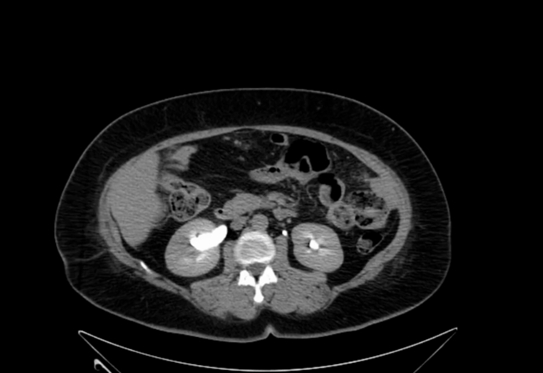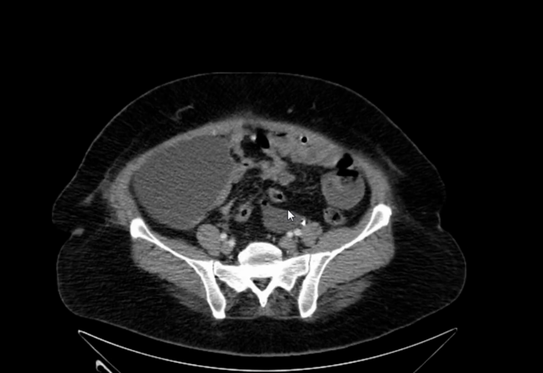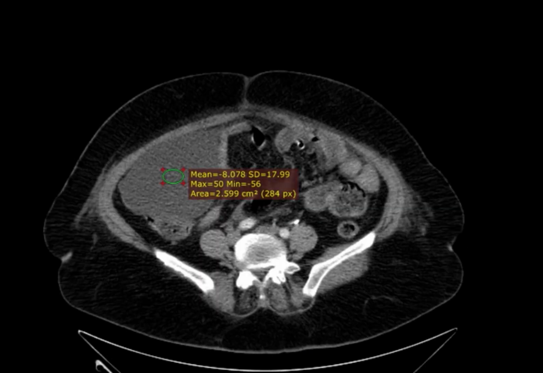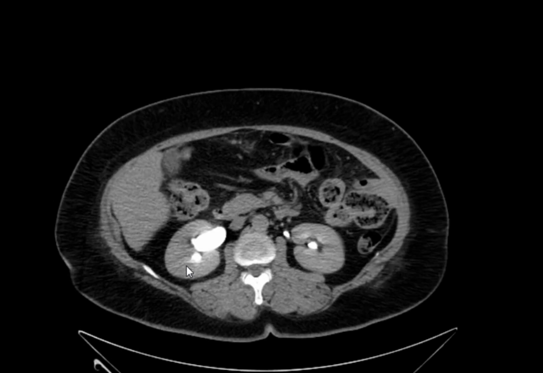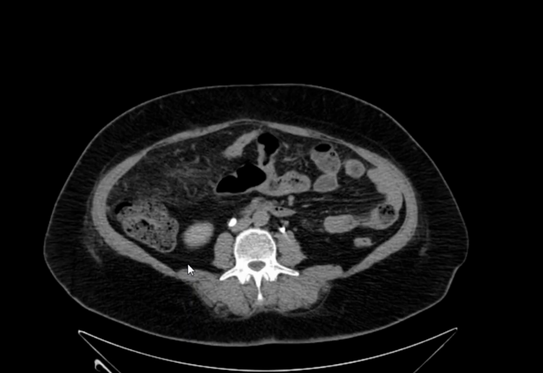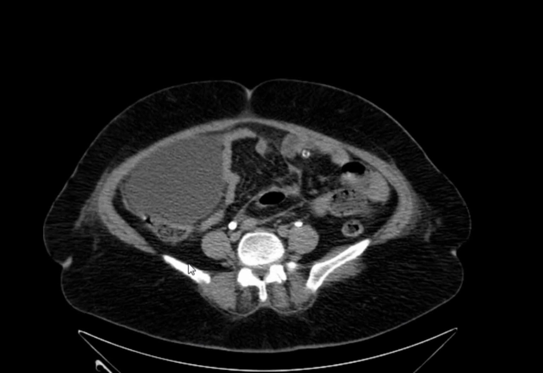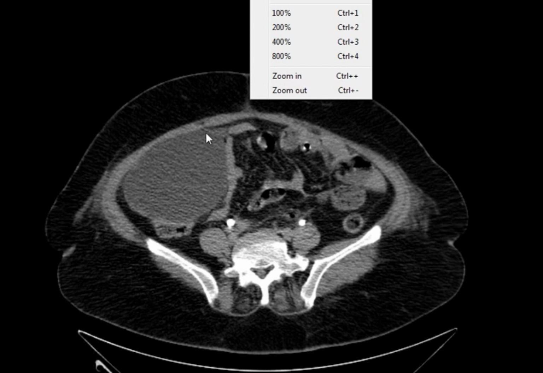This is the delay phase of an abdominal pelvis CT scan, axial images, showing mild to moderate hydronephrosis of the right pelvic system, with homogeneous, well-defined fluid density. What's fluid? Fluid density present in the right iliac fossa.